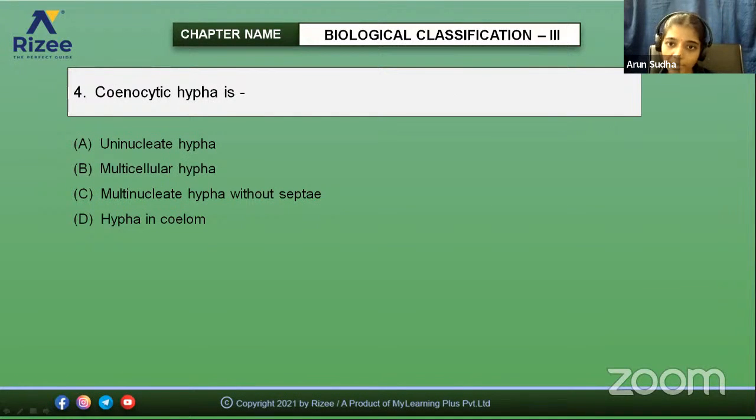Coenocytic hyphae is uninucleate hypha, multicellular hypha, multinucleate hypha without septa, or hypha in xylem. So the correct answer is option C. Yeah, good. Multinucleate hypha.